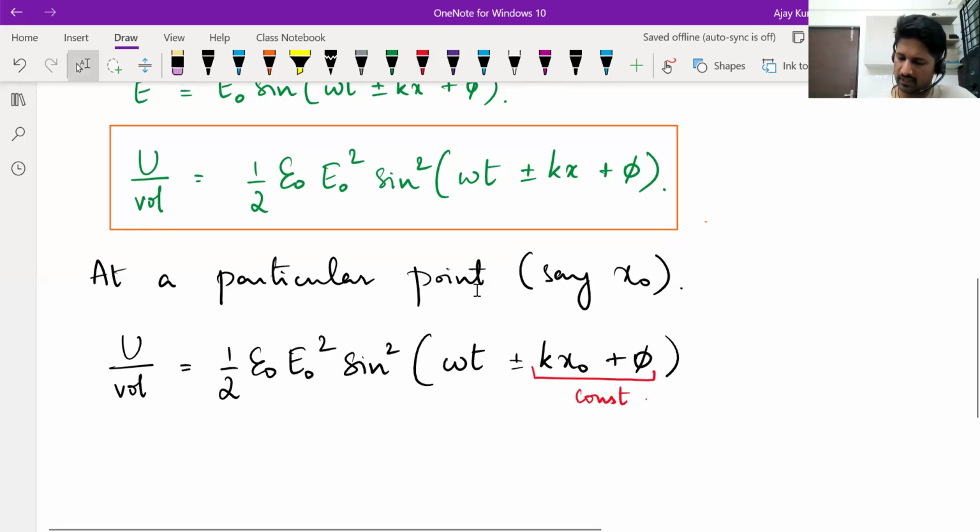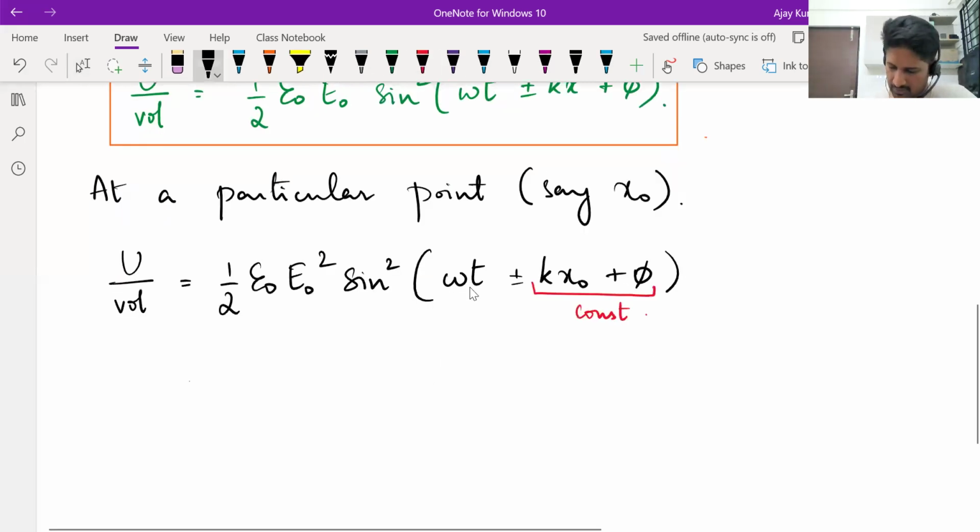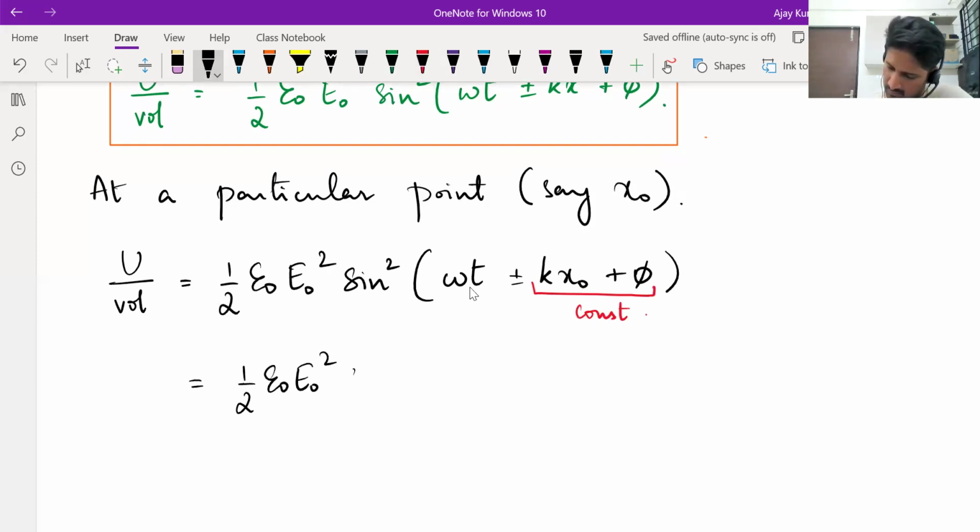So it's effectively like half epsilon naught E naught square sine square of omega t plus some unknown constant. Not exactly unknown. If you substitute the x coordinate, you know that constant also. Now from time to time, this value will keep changing. So we'll be interested in finding out the average energy density in the electromagnetic wave.